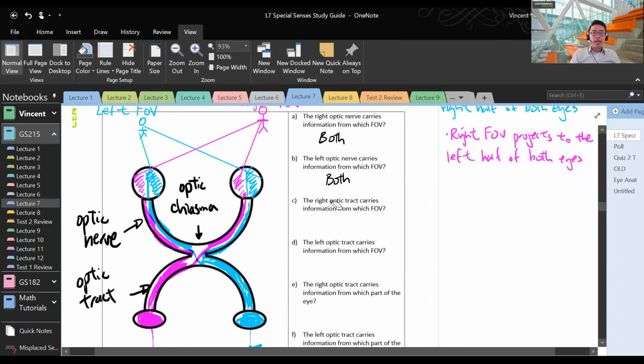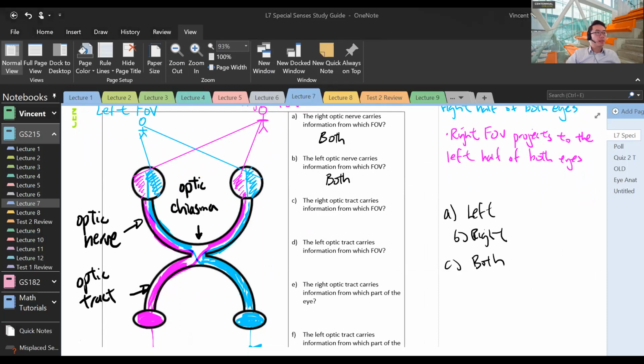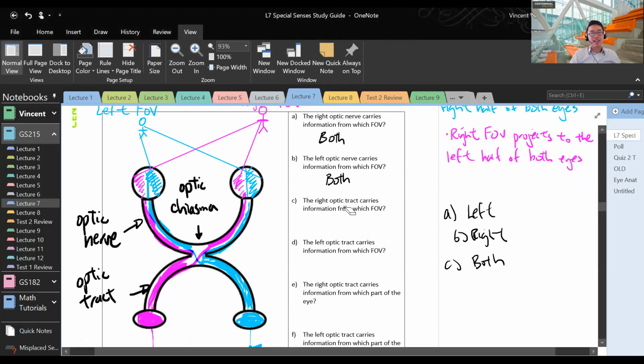What about the right optic tract? Right optic tract, what information does it carry? Is it left? Is it right? Or is it both? Let me launch a poll and see if you're all with me. The question is the right optic tract. What information does it carry? Left field, right field, both fields.